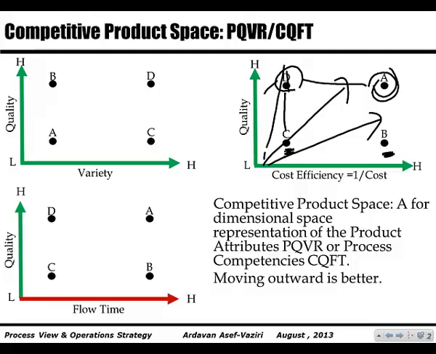The same is true for flow time. For example, in this graph, I am showing quality versus flow time. For quality, if I move in this direction, I get better. For flow time, if I move in this direction, means flow time is longer. It takes more time to produce the product. Process requires more time. Our customer will get the product in a longer period of time. So if I move in this direction, I will get worse. In this direction, I get better.